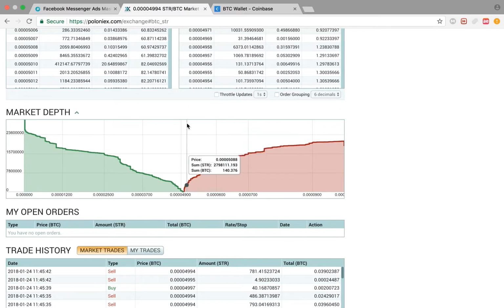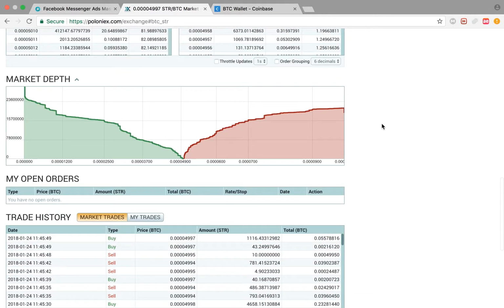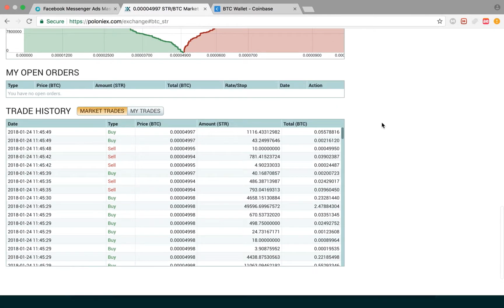Then down below, we get the so-called market depth, which is basically a supply and demand scheme. We can say, these are the people that want to buy, and these are the people that want to sell for a certain price. And then down here, you can see in real time the trades that are being made right now.